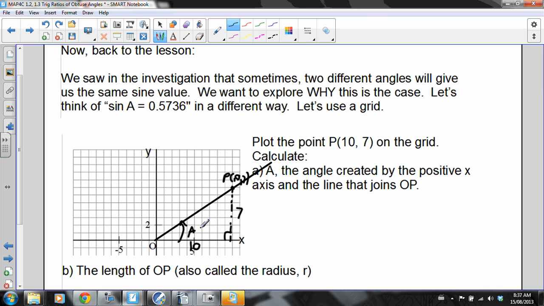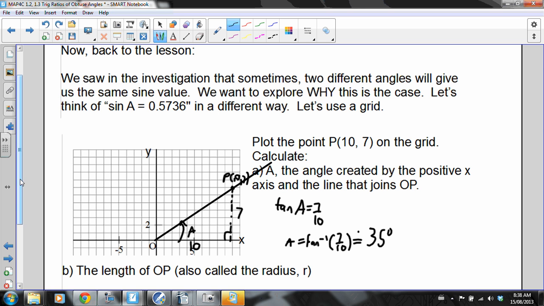And so if I want to find out what A is, well, I've got the opposite side and the adjacent side. That's the tangent of A is 7 over 10. Inverse tangent of that. And I get A is about 35 degrees, which is the same as the story from earlier on this sheet, right? A was 35 degrees earlier.